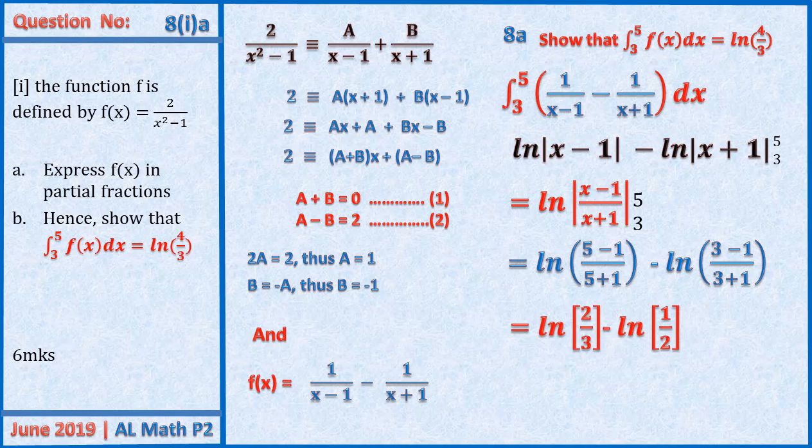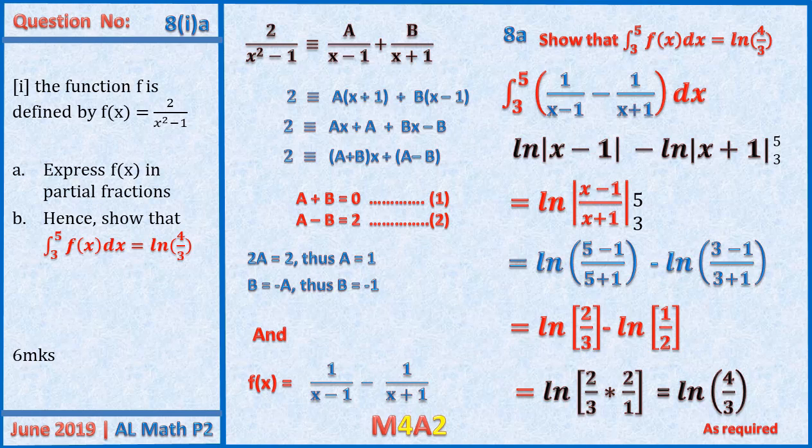This gives us ln(2/3) - ln(1/2). And following the second law of logarithms, you just have to divide. That gives us 2/3 times 2/1. That is multiplied by the reciprocal, and that gives us ln(4/3) as required. Method 4, accuracy 2.